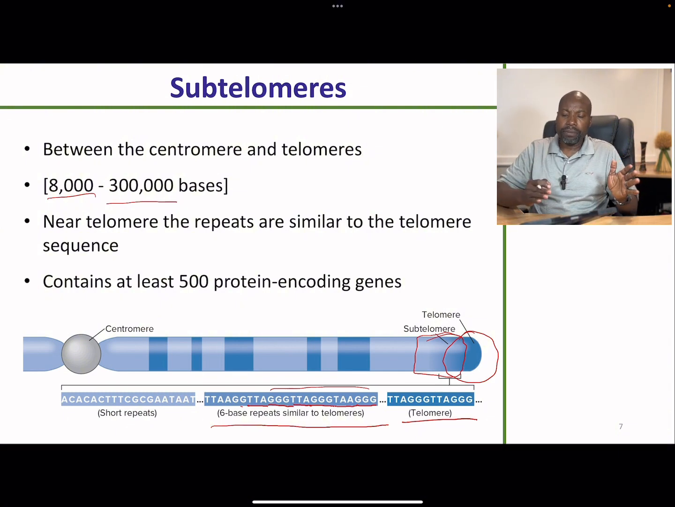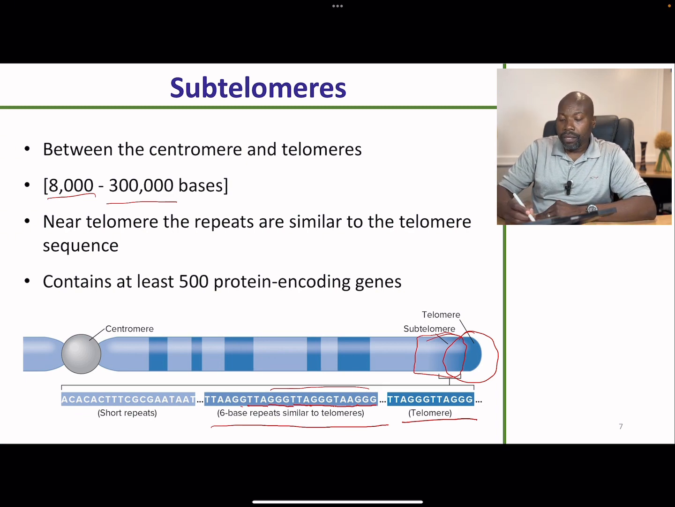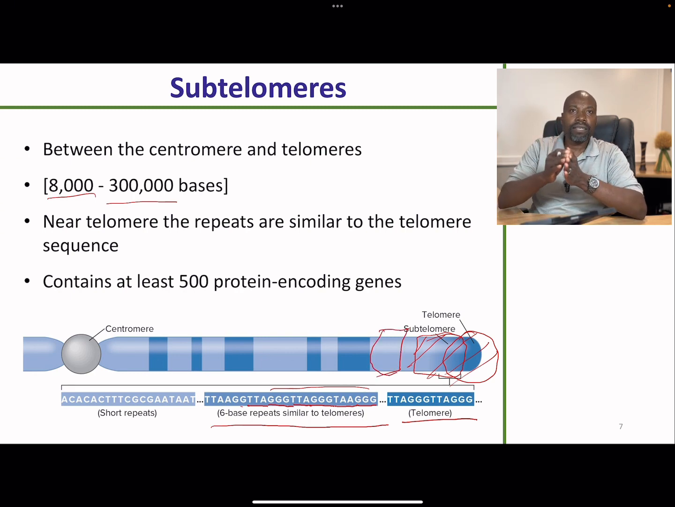And these repeats are going to shorten every cycle that the cell undergoes. These repeats are going to shorten until actually the shortening is so much that some areas of the chromosomes that carry genes that encode specific proteins start being attacked. And this is when the cell cannot divide anymore. All right.